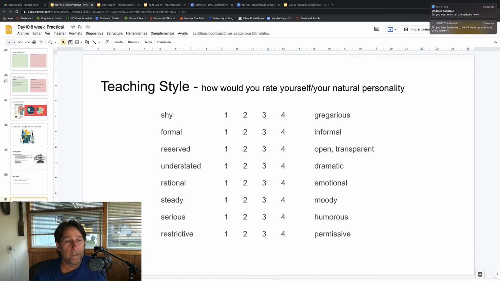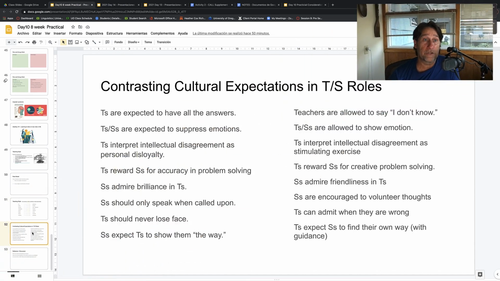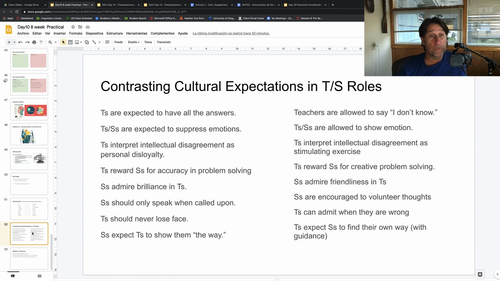So, I think it's interesting to analyze yourself, but sometimes we think that there should be one way to be, but that's not always the case. So, you have to find what's right for your teaching context, what's right for your own personality, and what fits in with your students. And sometimes that doesn't fit in with certain expectations that students have as to what the teacher role should be, especially cultural expectations.